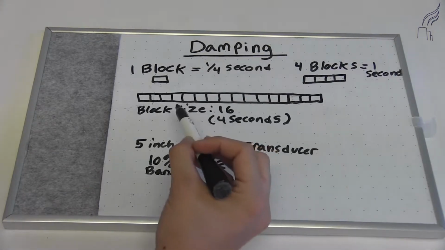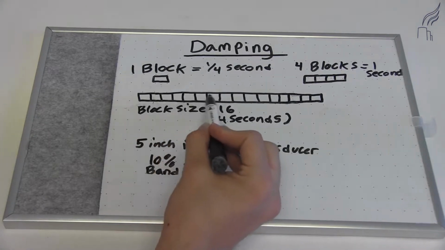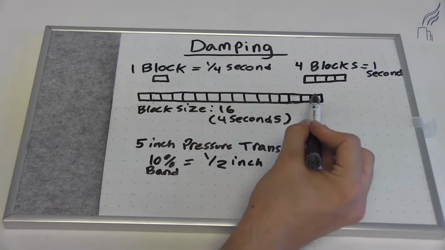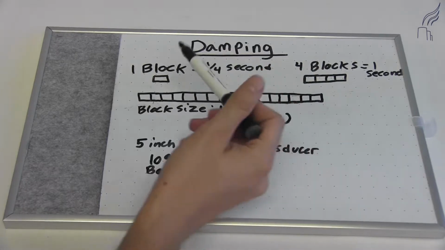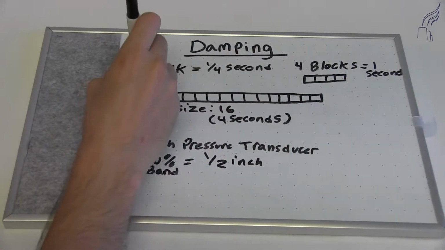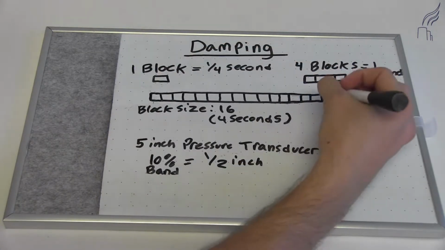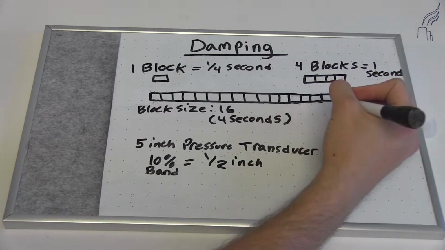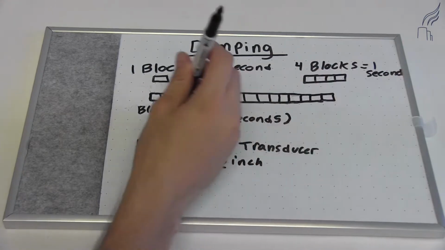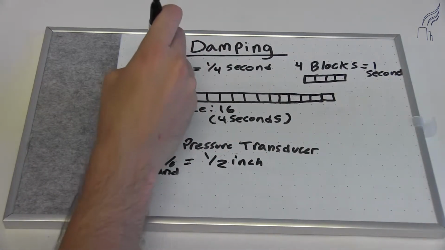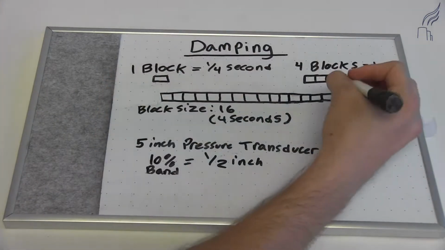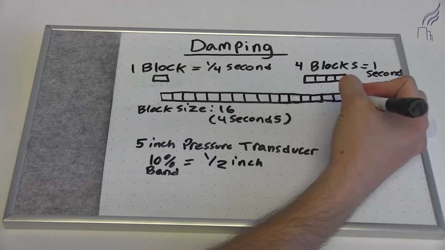The way it works is, let's say we have our 16 blocks as representative here. We would erase our oldest block and a new one would be added at the end every 1/4 of a second. So another 1/4 second passes, the oldest block is removed and a new one added to the end and averaged.